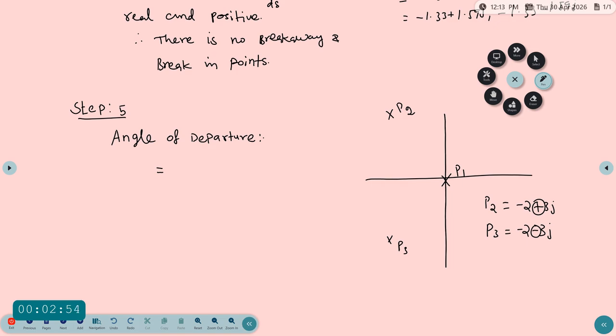If we find the angle of departure at P2, that is more than sufficient. If we change the sign of the angle of departure at P2, that gives the angle of departure at P3. Now we are going to find the angle of departure at P2. This is very simple.